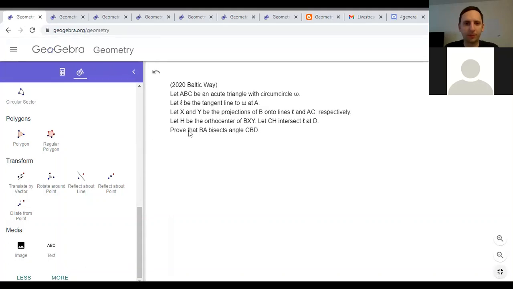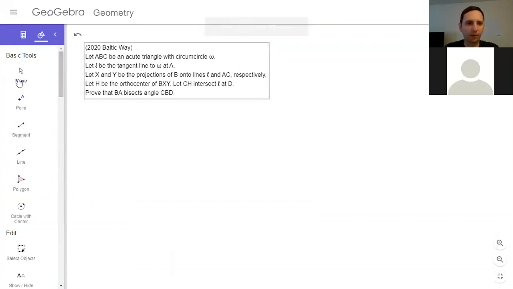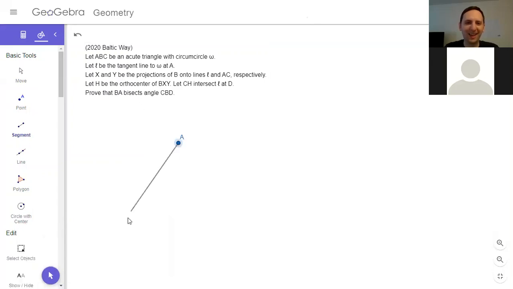So let me maximize. Okay, so I think like half the problems I chose were from 2020, so pretty recent. I forgot to LaTeX them. Oh well. So ABC is a triangle with circumcircle omega.